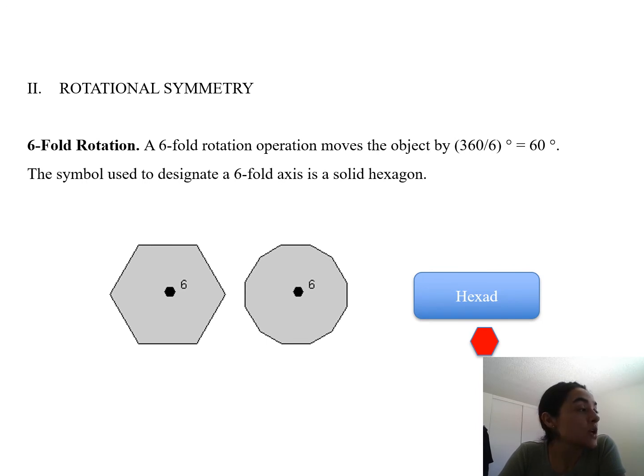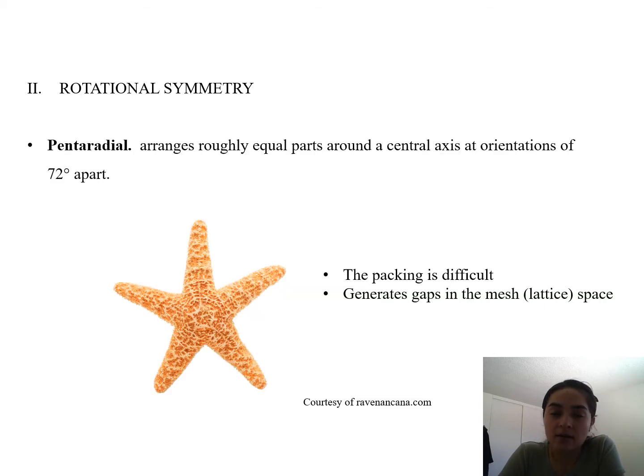And then the sixfold rotation symmetry would be something like a hexagon. In a hexagon, the smallest angle would be 60 degrees, and the symbol used to designate a sixfold axis would be a solid hexagon. And then we have pentradial rotational symmetry, with examples like this star here, which has these repetitive motifs every 72 degrees. If we were to rotate this about its center axis in order to get the exact same image, we would have to rotate it 72 degrees.